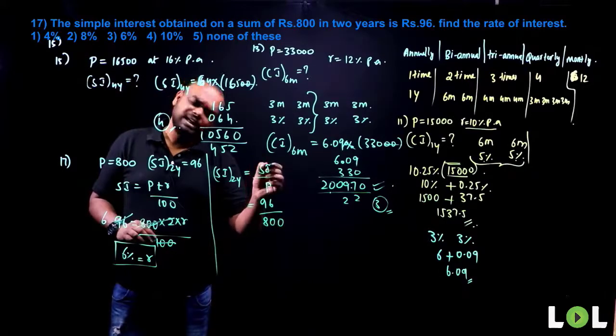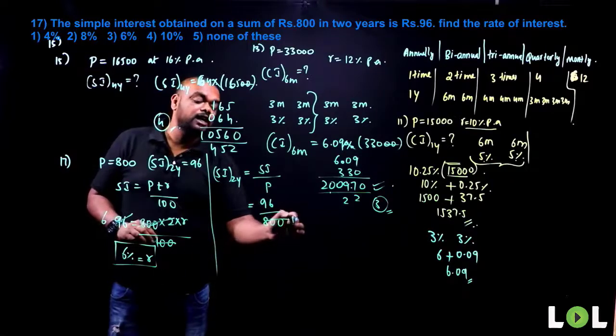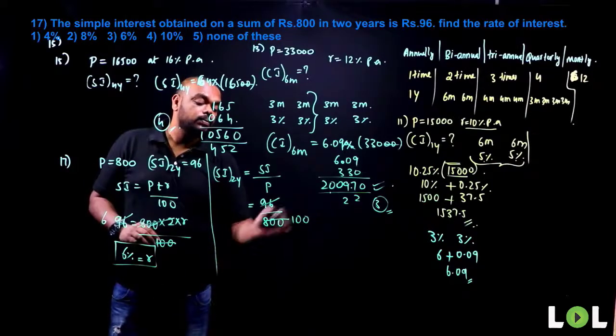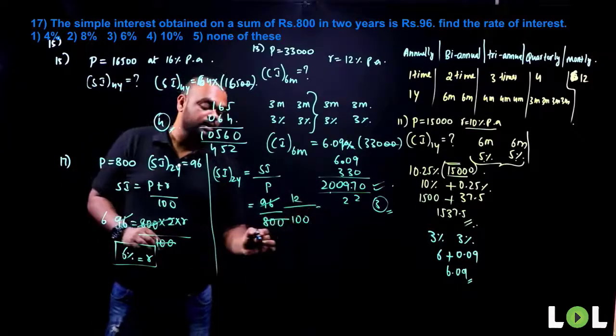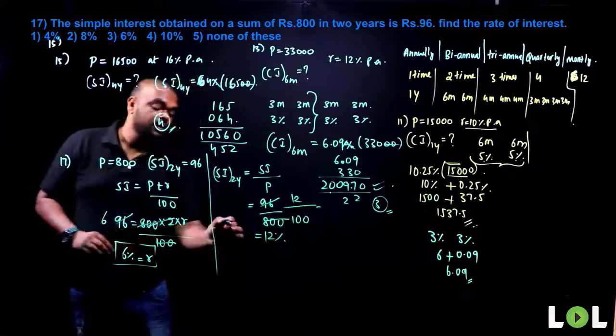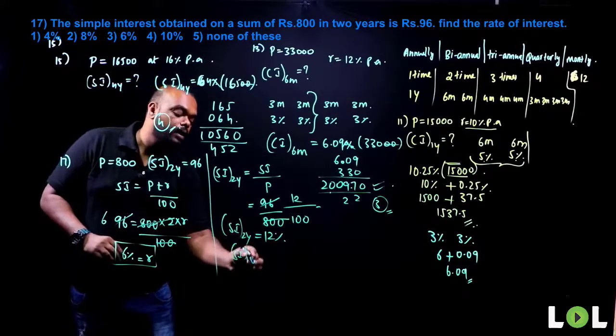Even if it is compound interest, you do the same thing. 96 by 800. 8 into 100, 8 into 12. 12 by 100, which is nothing but 12%. This is for 2 years. Then what will be simple interest for 1 year? 6%.